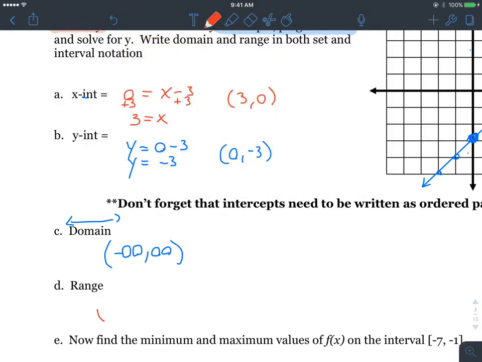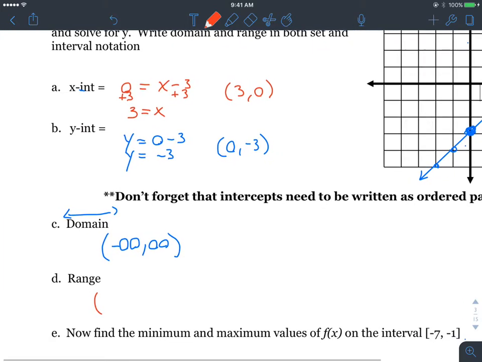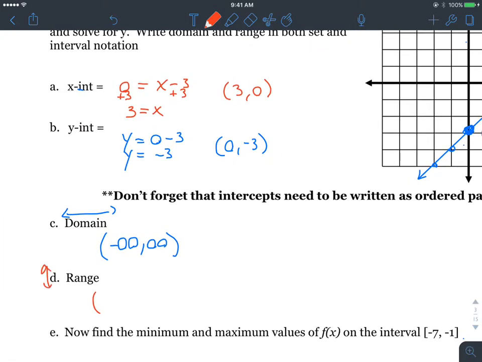And then range, same thing, it's going up and down for range right there. So range is from negative infinity to positive infinity. Now as far as set notation, you got to do kind of all this stuff here. Set notation for domain, it's x values, such that x, and then this is a weird symbol here, one of the Greek letters, is an element of the real numbers right there.